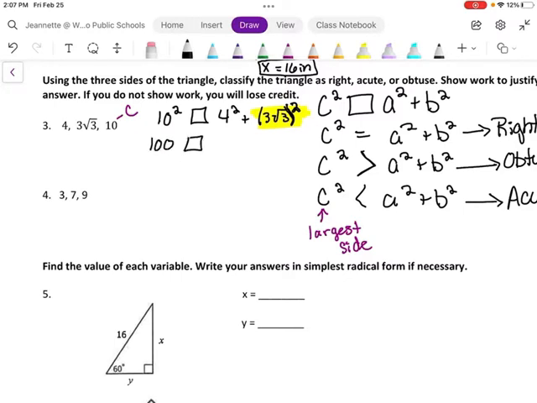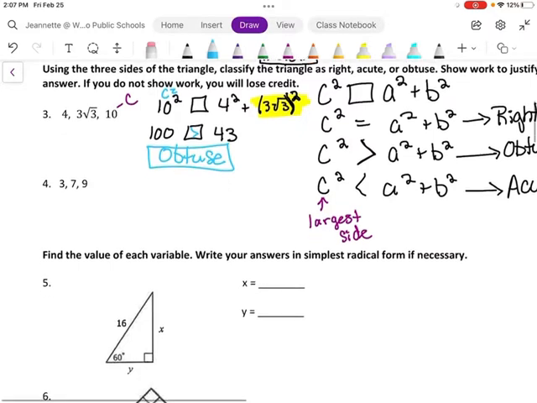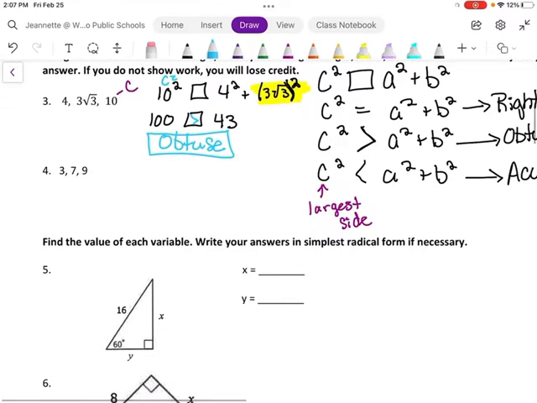So if we evaluate this, we would get 100 on the left side and we would end up with 43 on the right side. So in this case, our c squared is bigger, which would make this an obtuse triangle. And on the test, you have to show these steps, otherwise you won't get credit for this problem.